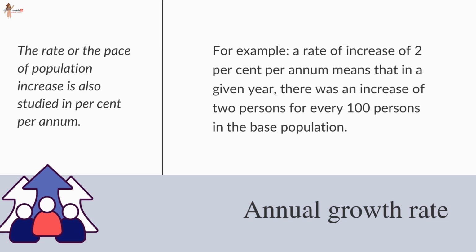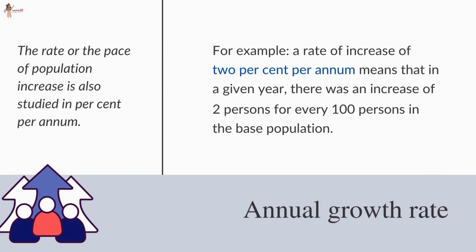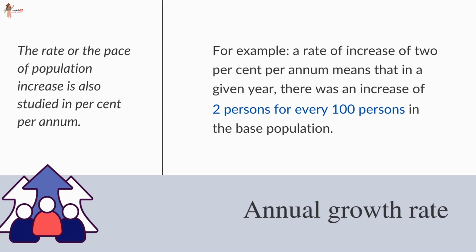The rate or the pace of population increase is the other important aspect. It is studied in percent per annum. For example, a rate of increase of 2% per annum means that in a given year, there was an increase of 2% for every 100 persons in the base population. This is referred to as the annual growth rate.